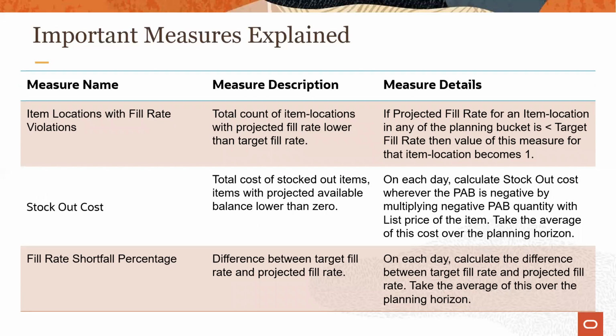Item locations with fill rate violations measure provides information of total count of item locations with projected fill rate lower than target fill rate which you would have set at the segment level. Stockout cost shows total cost of stocked out items with projected available balance lower than zero. Fill rate short for percentage shows difference between target fill rate and projected fill rate.